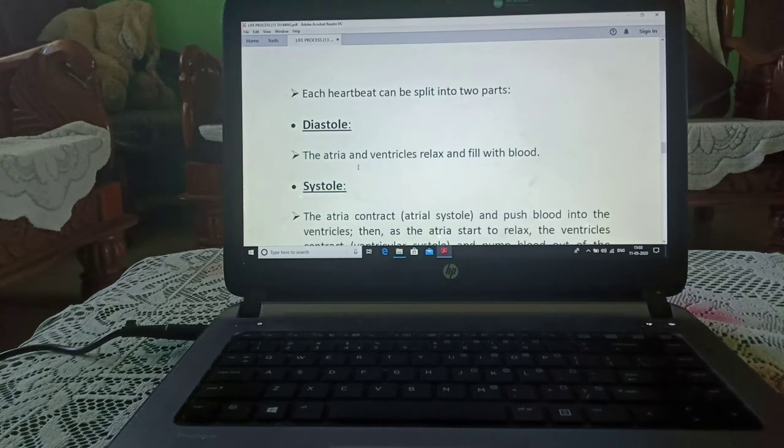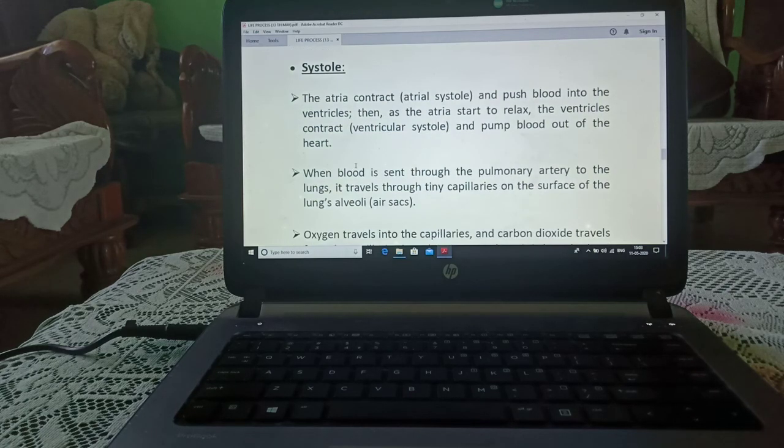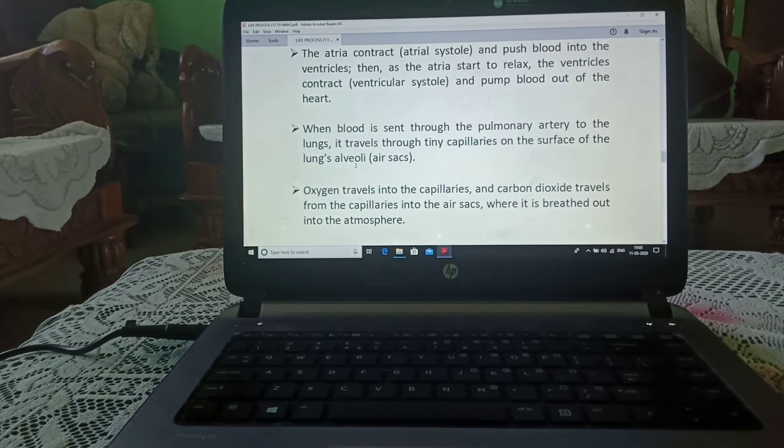Each heartbeat can be split into 2 parts. Diastole, it is the condition when the auricles and ventricles are relaxed and they are filled with blood. Systole, at this time the auricles and ventricles contract.